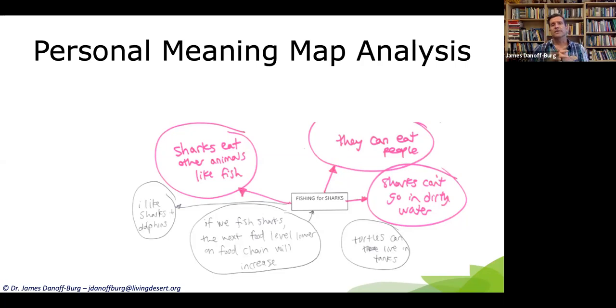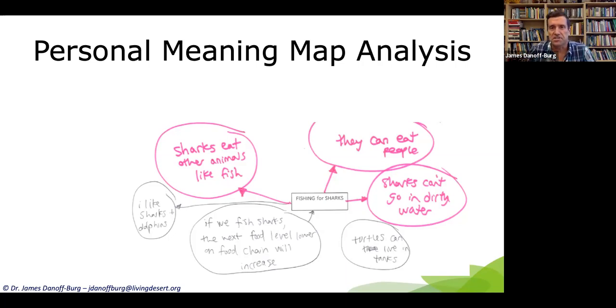So we were interested in understanding what children in this community thought about shark finning, or what we called fishing for sharks. Very often, people will come up with really great responses to that prompt, like the bottom center one where they say, if we fish sharks, the next food level lower on the food chain will increase. So if we take out sharks, the things that the sharks would eat would increase in number. That's interesting, accurate.